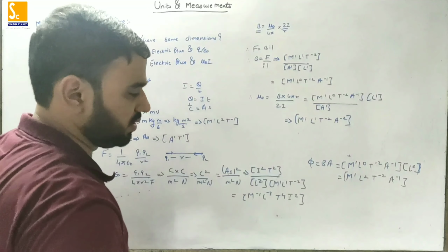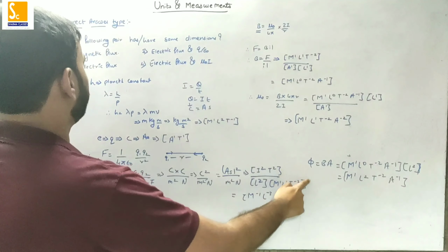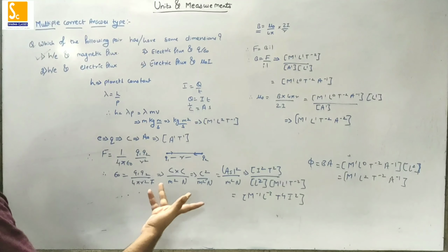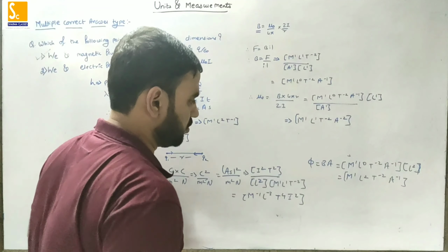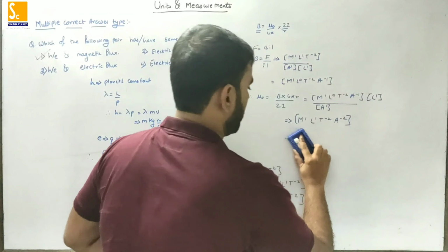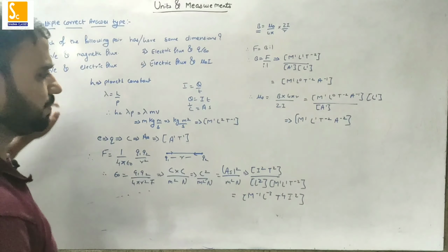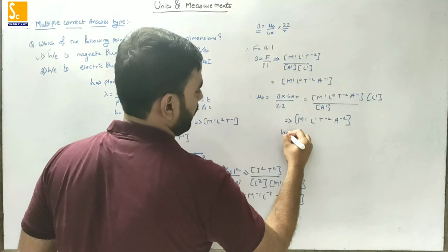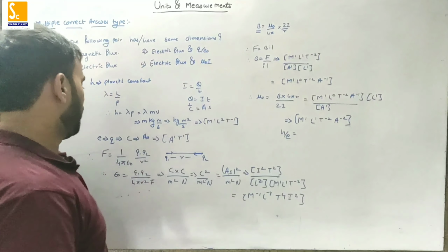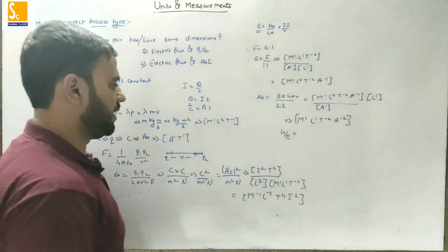I will keep this part. This is the magnetic flux. We don't require the magnetic flux further, so I will remove this part. But I require the electric flux further. So for the next part, H by E. Oh, we required the H by E. No problem, we'll calculate H by E again.